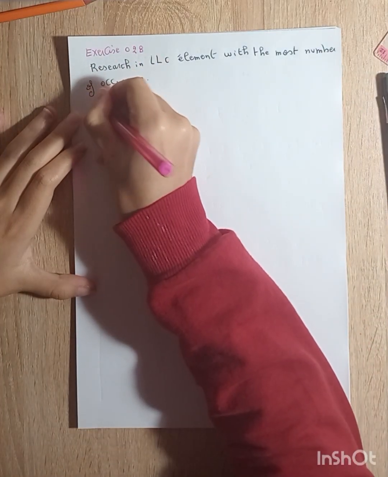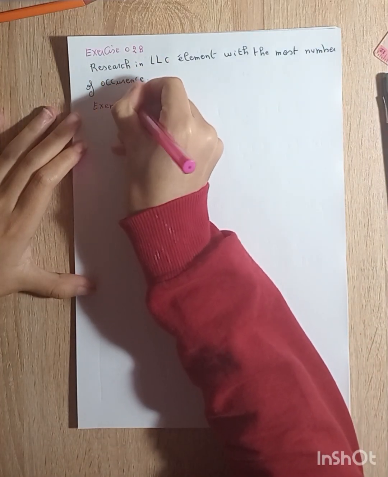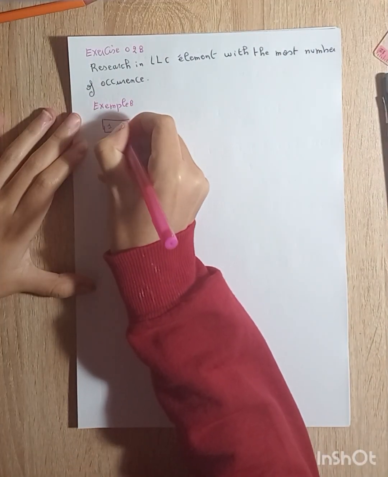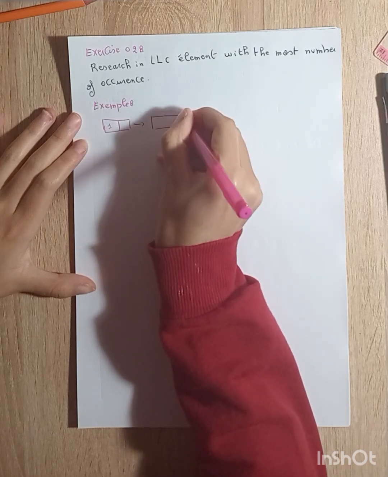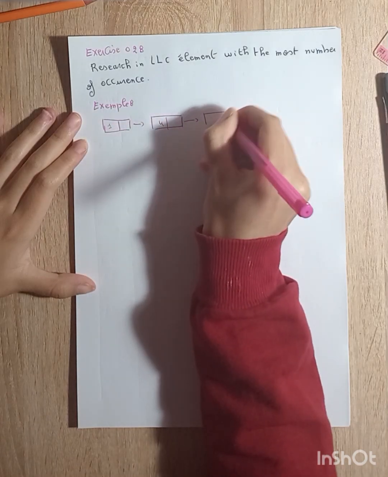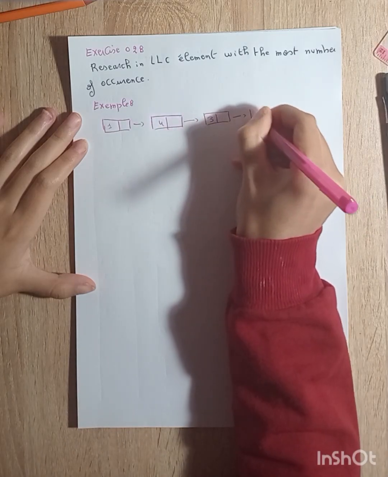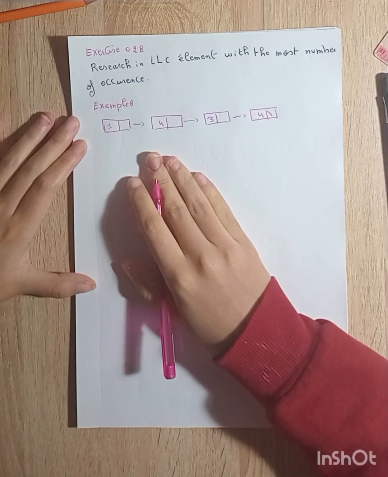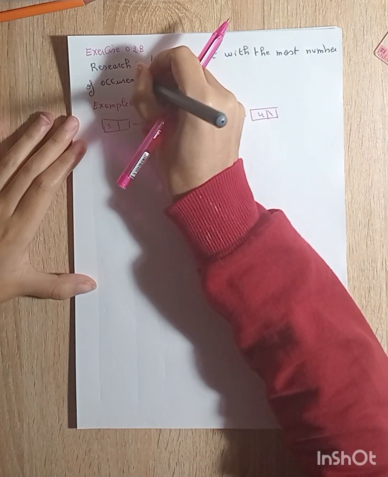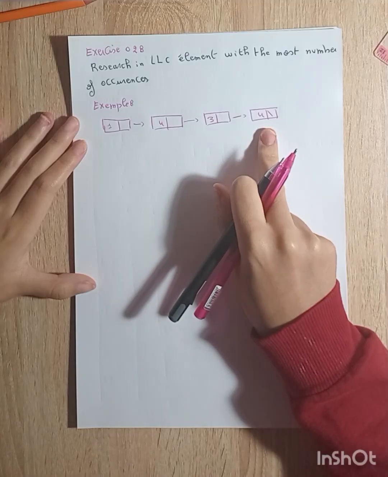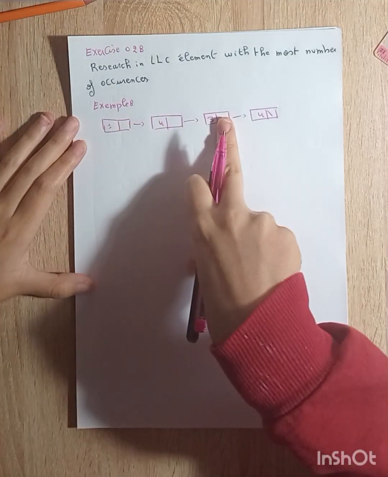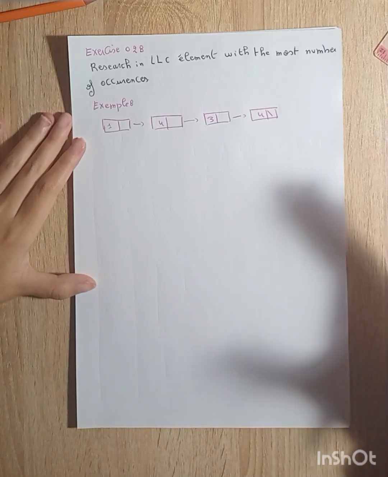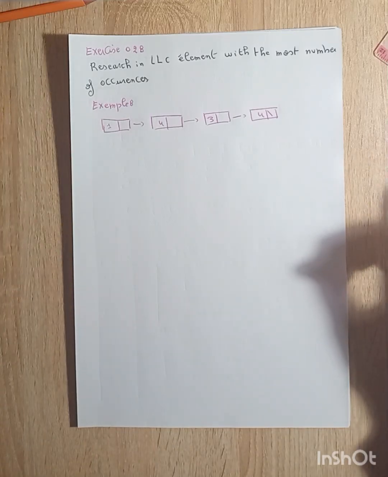Example: here the element with the most number of occurrences is 4. It is repeated 2 times, while 1 is repeated 1 time and 3 is repeated 1 time. So before going to solve this and write the algorithm, we need to have steps.